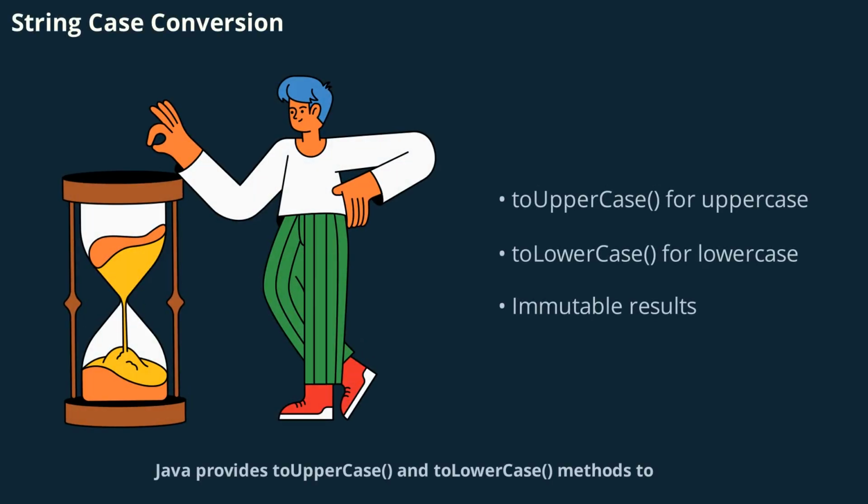Java provides toUpperCase and toLowerCase methods to convert strings to upper or lower case. These methods are useful for standardizing user input, performing case-insensitive comparisons, or formatting output. Remember that these methods return new strings, as strings are immutable.